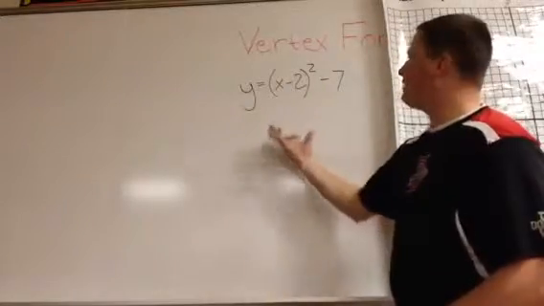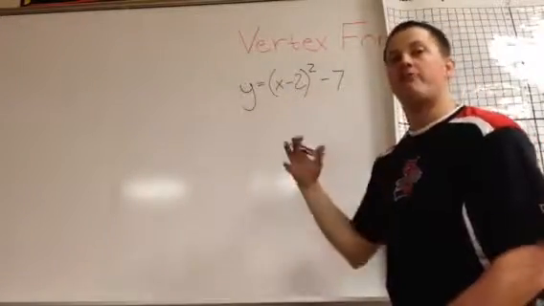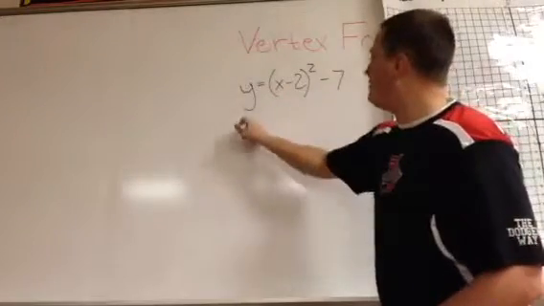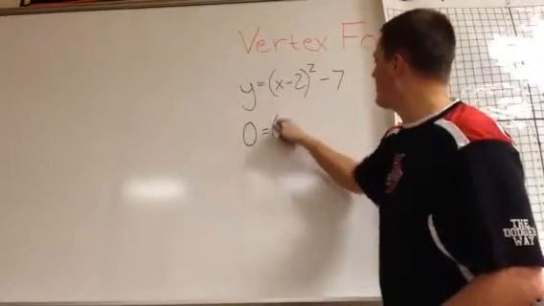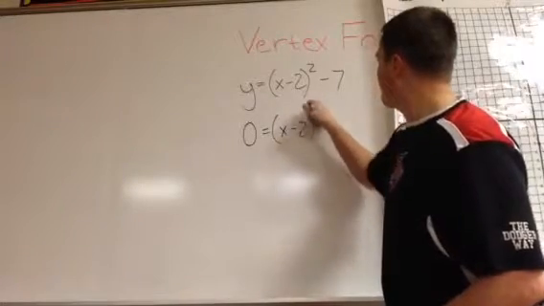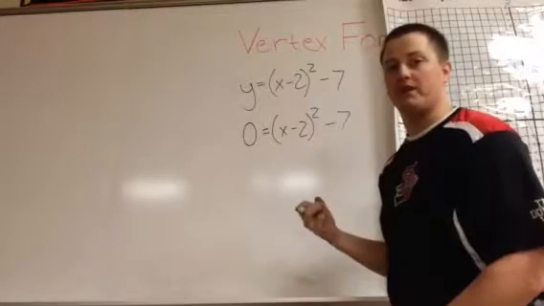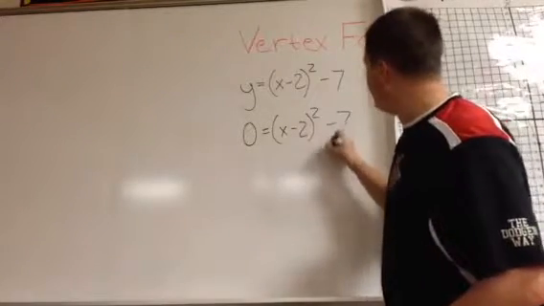This equation is the one that we just came up with. If we want roots, all we have to do is take the y out and put a 0 in. From our past experience, we should know how to solve an equation like this. We can add 7 to both sides.